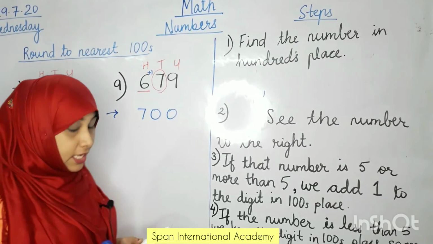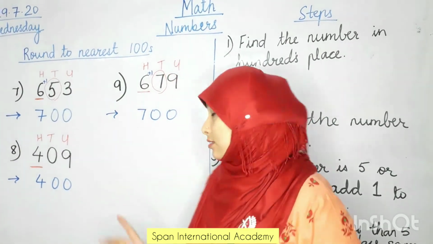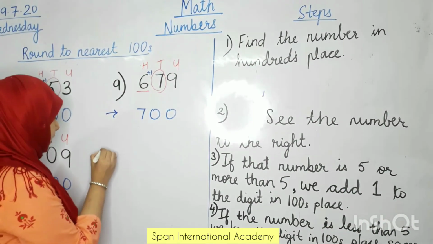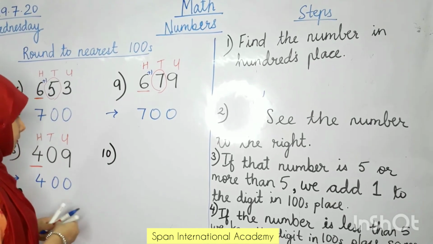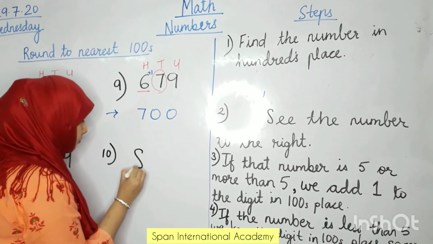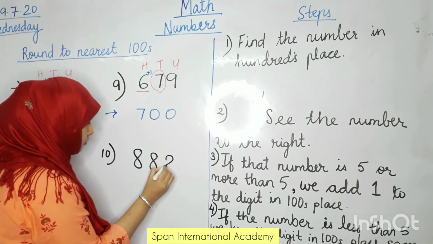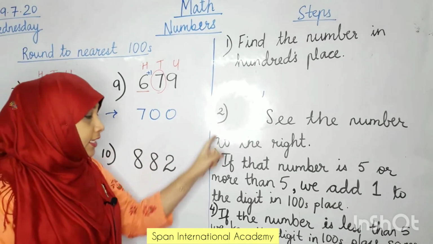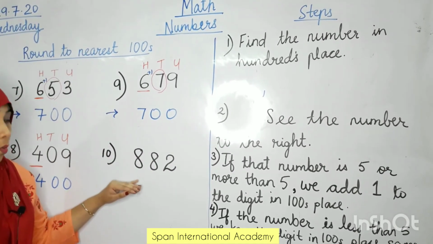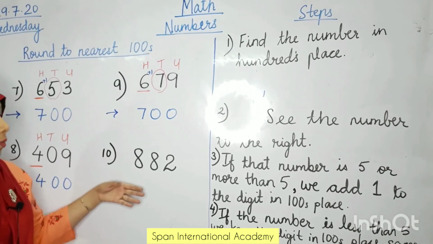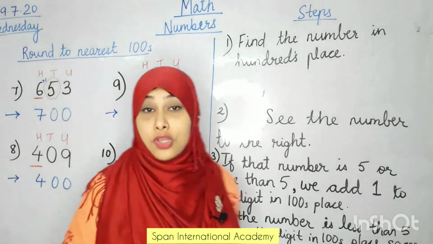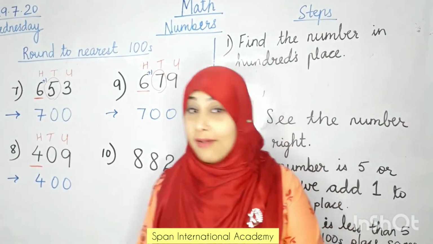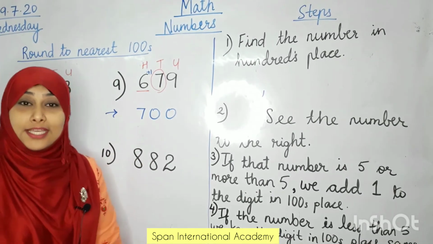Okay, my dear students. Now, my last example for today, that is number 10. Our 10th example is 882. Now, you all quickly go through the steps and tell me what our answer is going to be here. When I round 882 to the nearest hundreds, what should I write? What will be my answer? You all have 1 minute to think. Do it quickly.